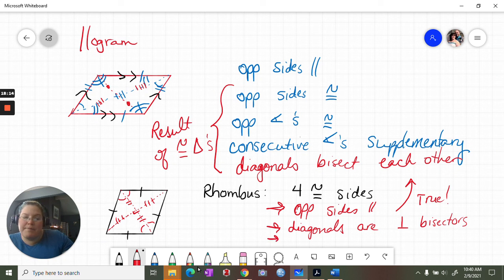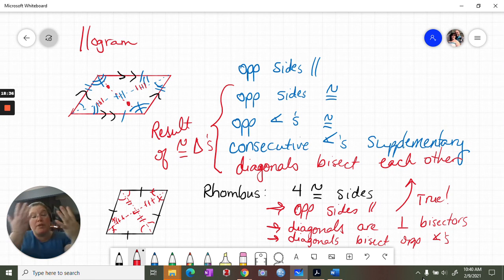And the diagonals bisect the opposite angles. Okay? And this all follows from congruent triangles because I can match up those corresponding parts. The congruence means they totally map onto each other, right? Everything matches up. What changes for rectangles?